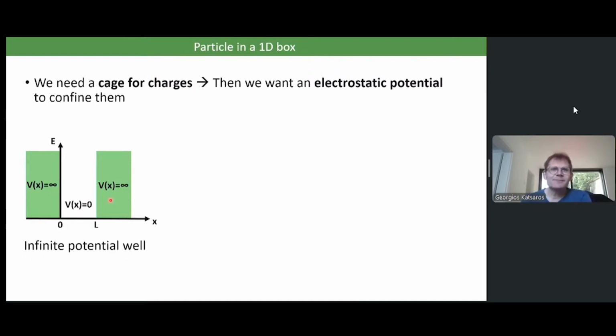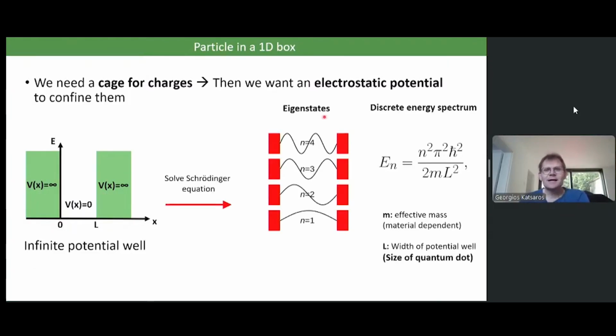So let me briefly remind you of the particle in the box. I told you on the slide before, we need to confine charges. So we all know the infinite potential well picture, which gives us eigenstates, which in the case of an atom, besides being discrete, are very much separated. m here, in the case of the atom, is the electron mass. For us, it will be the effective mass, and L is the width of the potential well. So the reason for the analogy between atoms and quantum dots is why you very often hear that quantum dots are called artificial atoms.